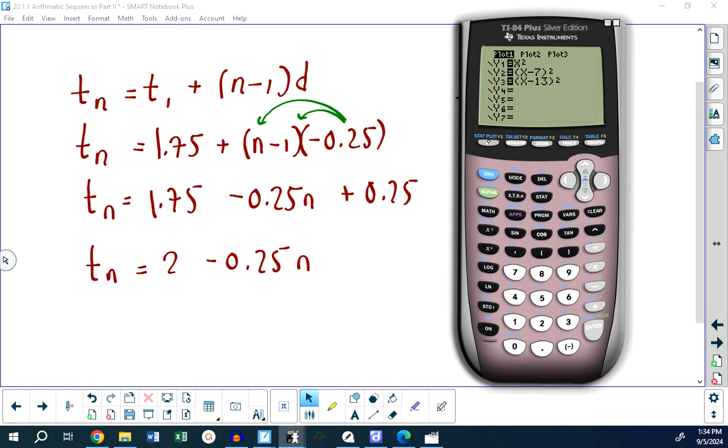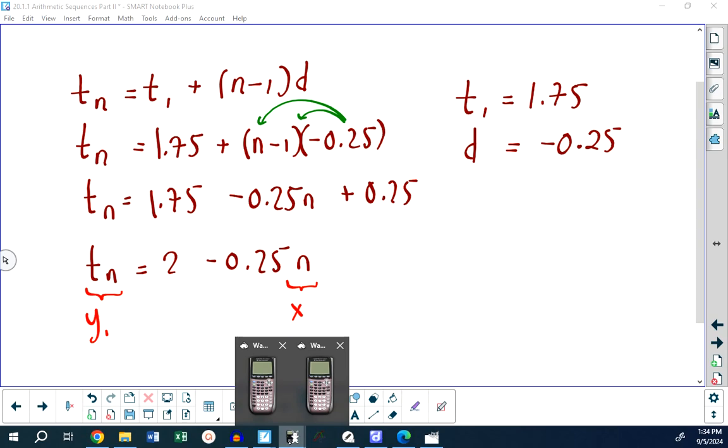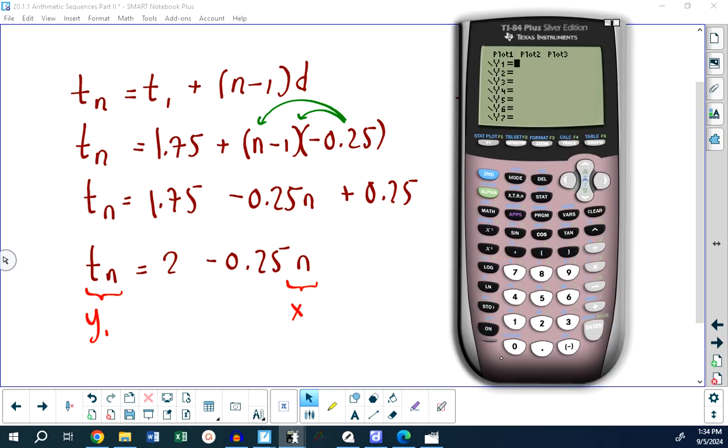So we're going to go into y equals and clear out anything that you have there. And you're going to enter this for y. So we're thinking of this as y, say y1, and we're thinking of this as x. So I'm going to enter 2 minus 0.25x. Now I'm not going to graph it because it's going to be a line. And by the way, this sequence is not a line, it's just going to be a bunch of dots if we actually graphed it. So we don't want to look at the graph.